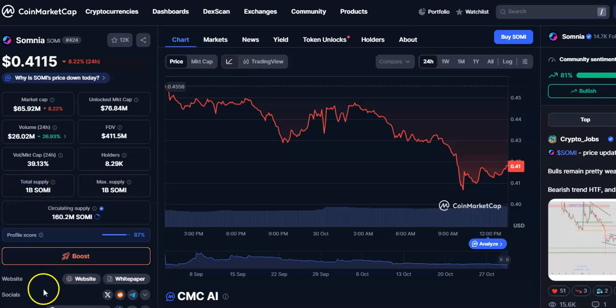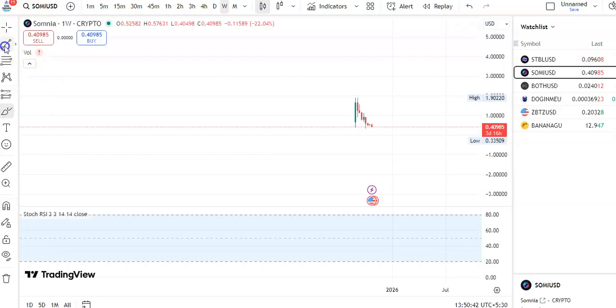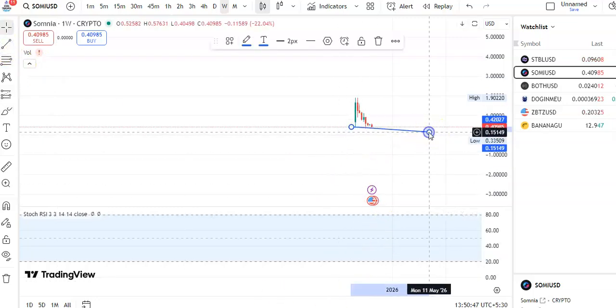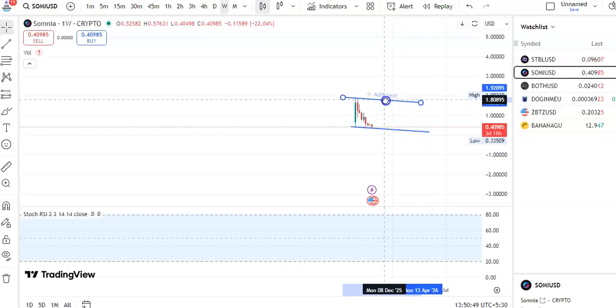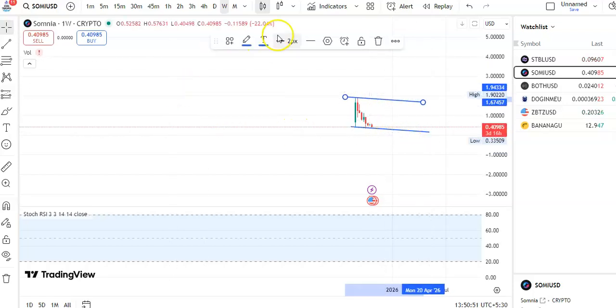So now I'll go to the chart and see how the candles are moving. So you can see that I'm in the weekly chart. So let me draw the trend line. You can see this is the support trend line. So it is very important to find out the support and resistance level so that you know where these candles are moving.